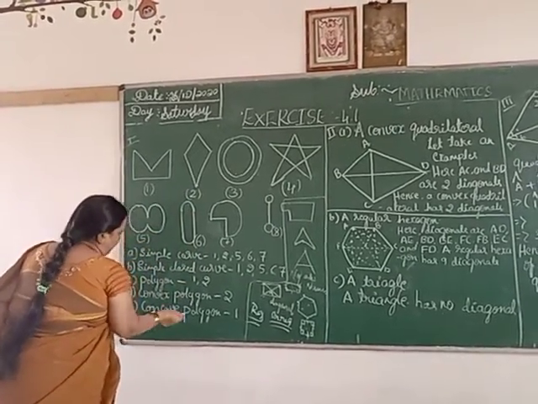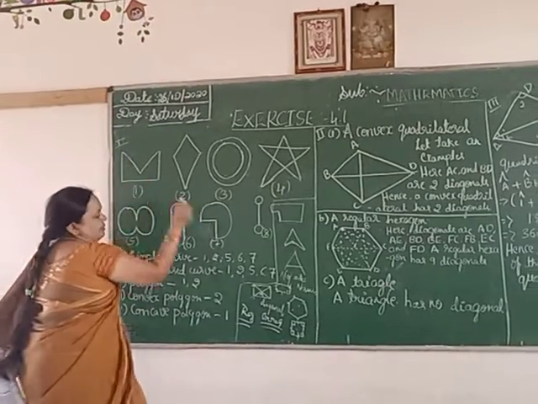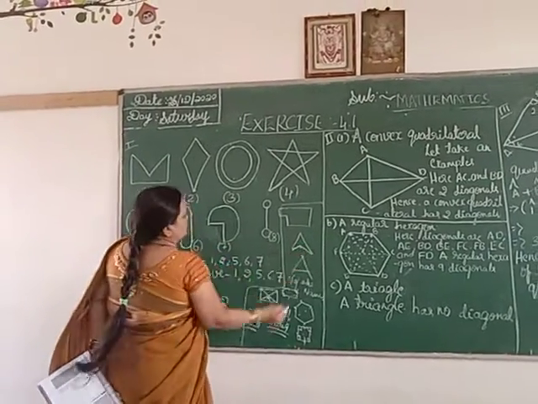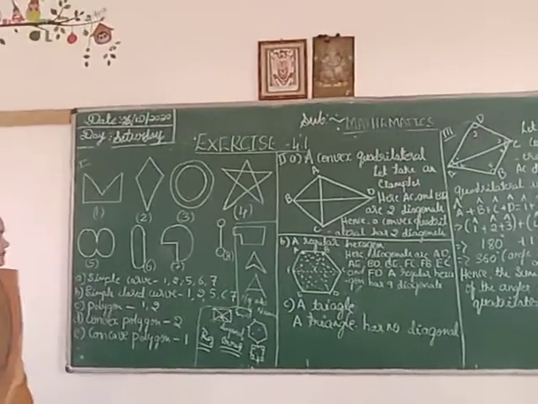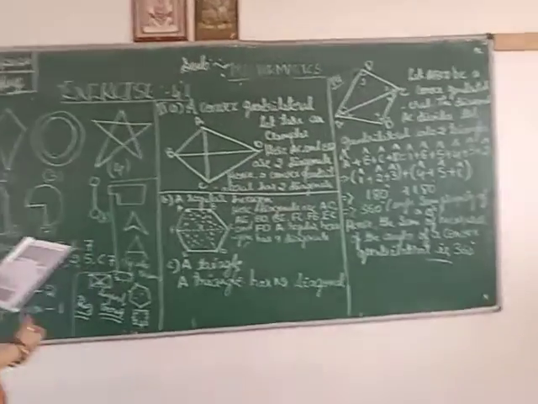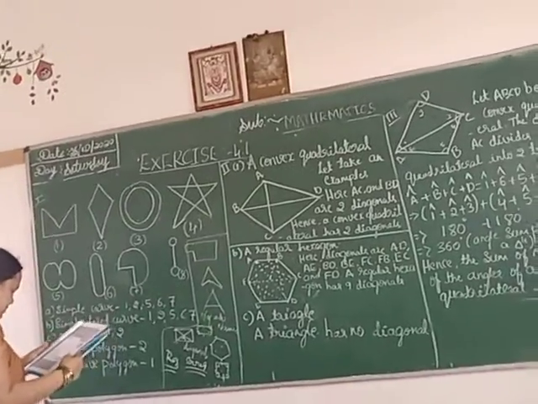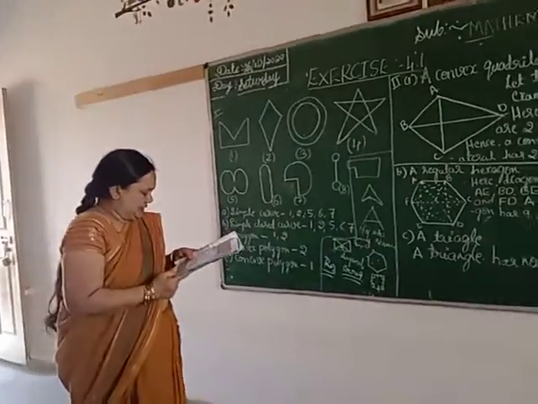Now he says concave. Concave means it goes inwards. I just gave an example of this, right? So this is a concave polygon. That's all. So next we'll go to the second sum.